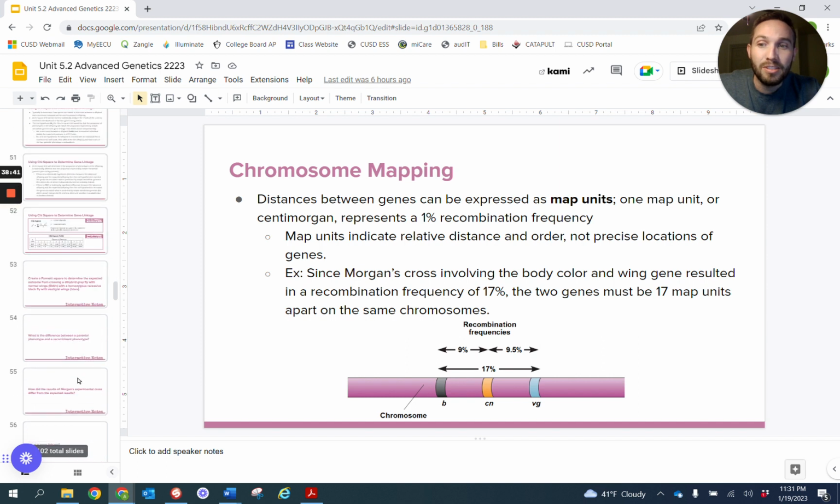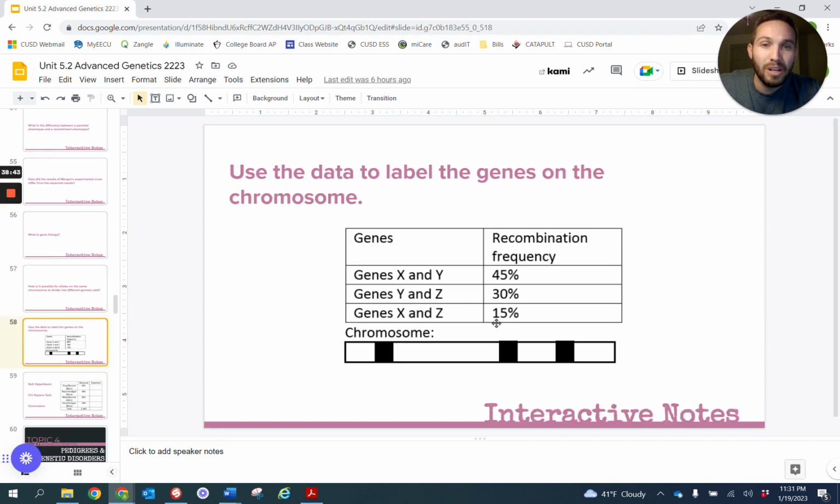And so in your notes, there's a couple examples where you can look at the recombination frequencies and start to figure out if those are the recombination frequencies between these different pairs of genes. You can actually start figuring out the relative placement of where these genes are, and which genes are closer and which genes are further away.